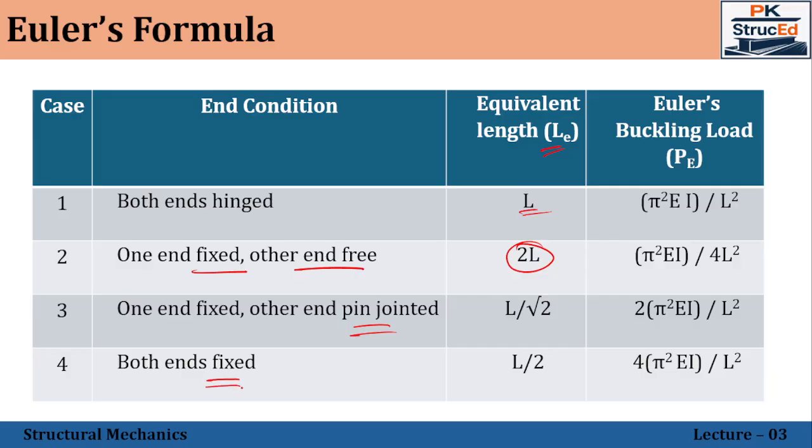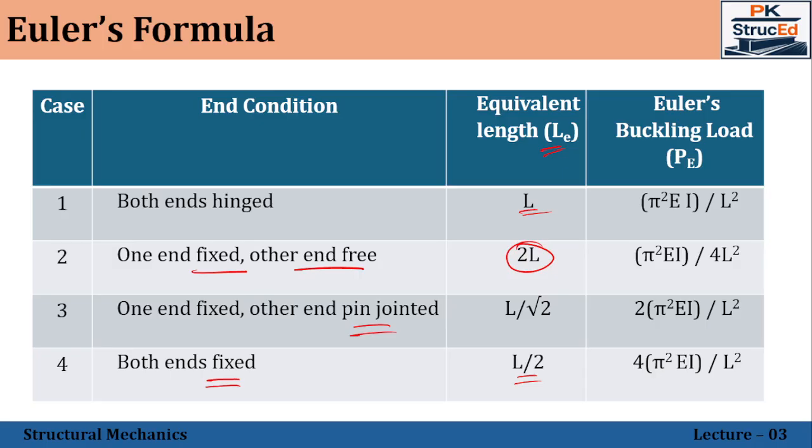And finally, both the ends are fixed. The Euler's buckling load has been calculated as 4 pi square EI by L square. In that case, the equivalent length will be half of the unsupported length. So the limitations of this Euler's theory are: it is valid only for long columns, the material must remain elastic, the load must be perfectly axial, and initial imperfections should be removed or ignored. For short columns, crushing theory is used rather than buckling. So this Euler's theory is valid, as told, only for long columns.